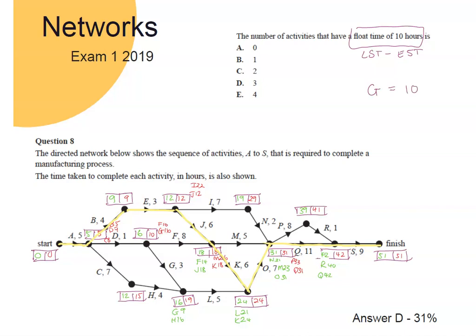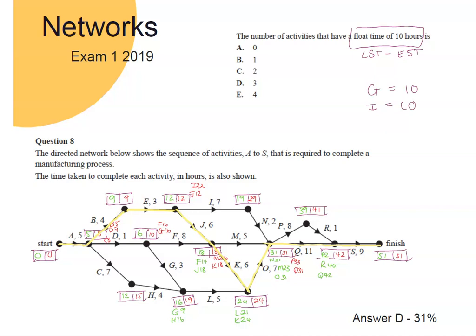Okay, and working our way through any of these non-critical activities. Okay, so H has a difference of 3, that's okay. C has a difference of 3. L has a difference of 3. G we've already identified. Okay, F has a difference of 4. M has a difference of 8, so that's okay. Doesn't meet our criteria. Up the top here, I has a difference of 10. So again, I fits our criteria, has a float time of 10.